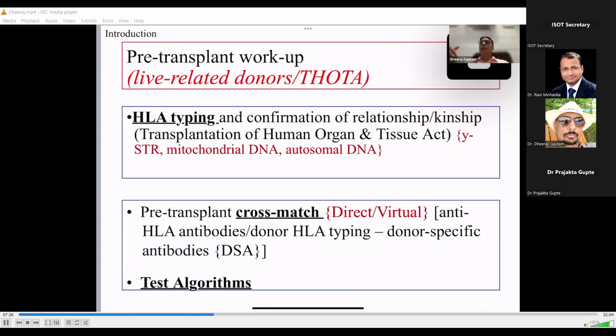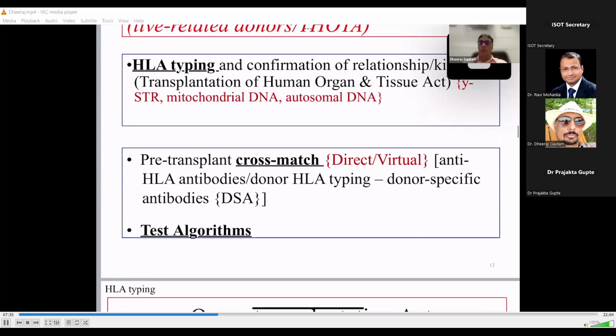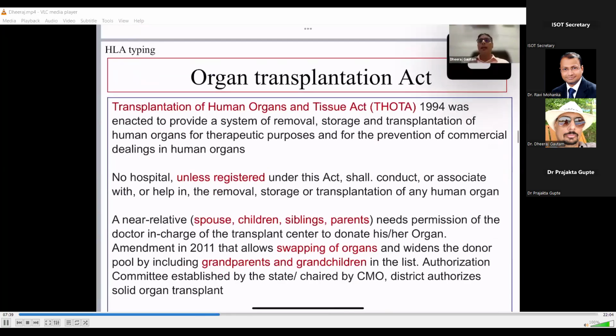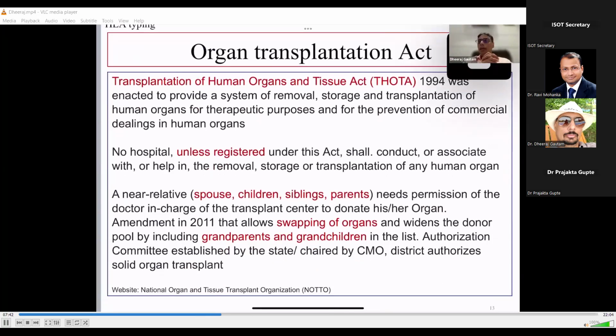Nowadays in the Western countries, direct cross match is replaced by virtual because it is easier to do. So what is the Organ Transplantation Act? The Transplantation of Human Organs and Tissues Act came in 1994 to provide a system for the removal, storage, and transplantation of human organs for therapeutic purposes and for the prevention of commercial dealing in human organs.